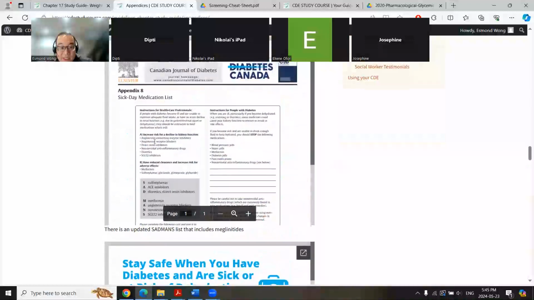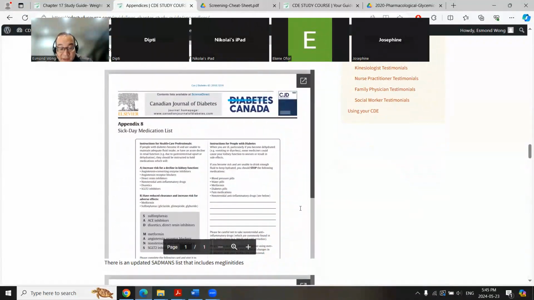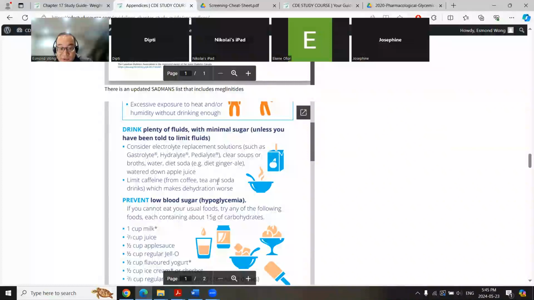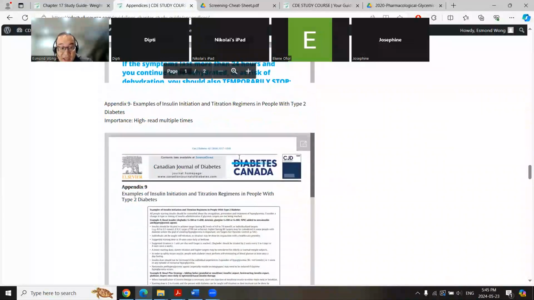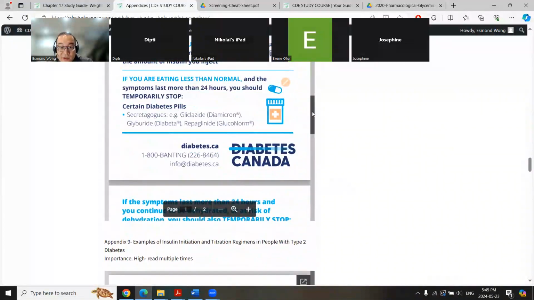Okay, so this is the old SADMANS right here, Appendix A. If you look here, here's the new SADMANS. And if you take a look at this, you can see that repaglinide, Gluconorm, is right there. Glyburide is a sulfonylurea, right? But repaglinide is a meglitinide. It's there. Okay, interesting.